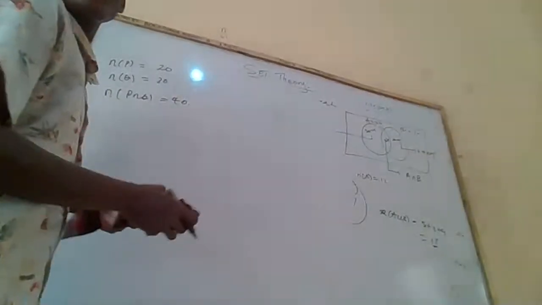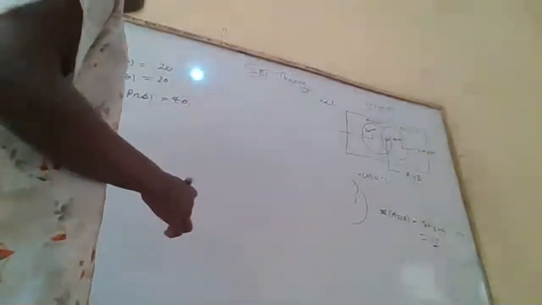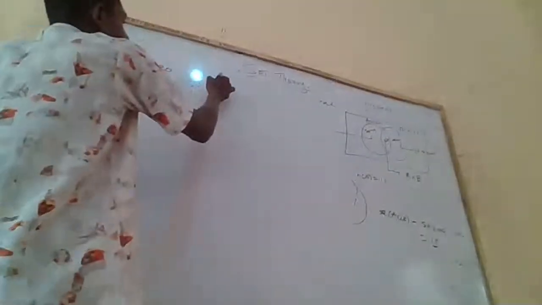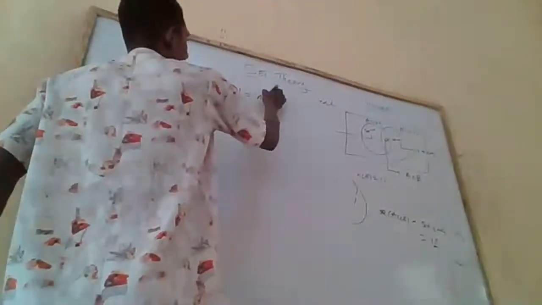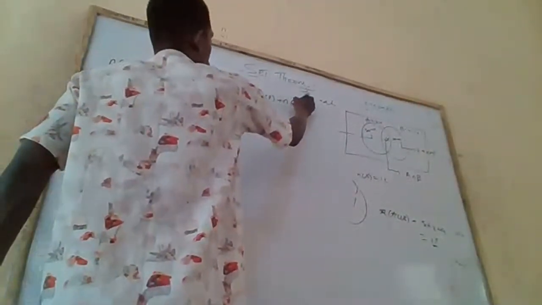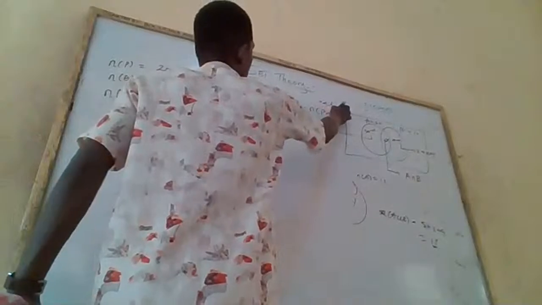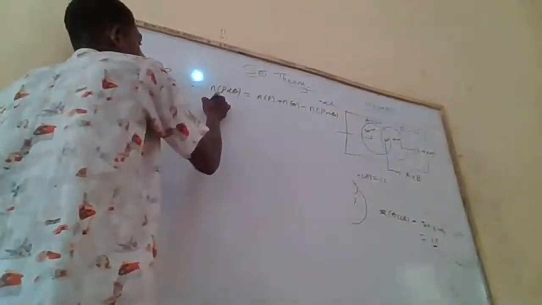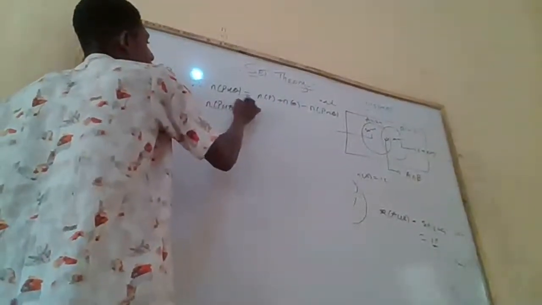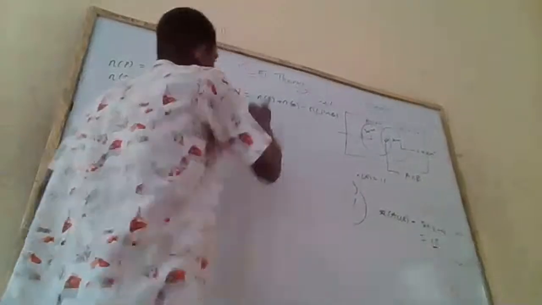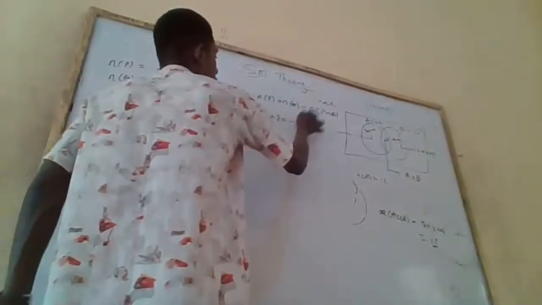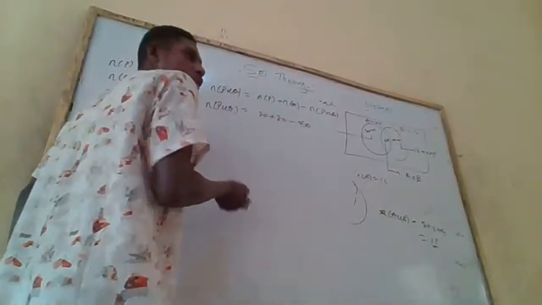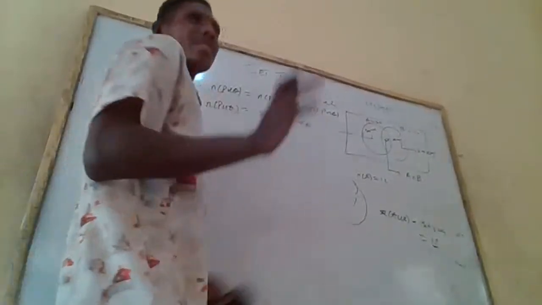You don't know, King. Are you there? And what is the formula? N of p union q is equal to n of p plus n of q minus n of p intersection q. So what does that mean? N of p union q now equals what? 20 plus 30 minus 40. 20 plus 30, 50. 50 minus 40, that's what? 10.